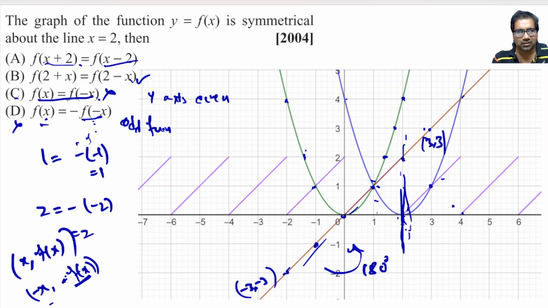If these two are equal, please notice these two are different. This is 2 plus x and this is 2 minus x. This is x plus 2 versus x minus 2. What does that mean? Let us take this purple graph.